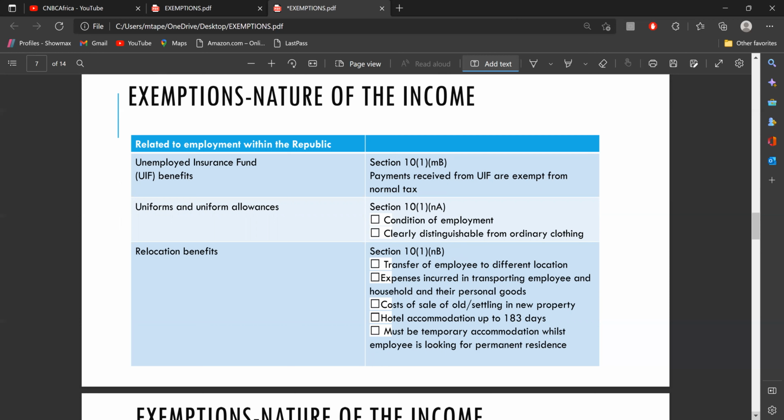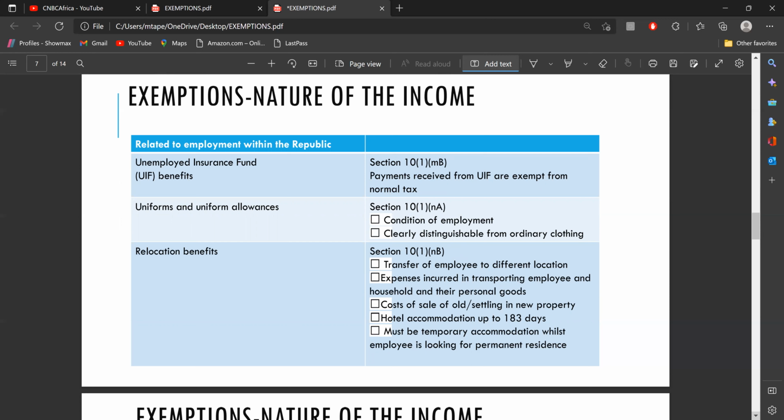Then there's uniforms and uniform allowances in terms of Section 10(1)(na). And this uniform must be a condition of employment. It must be clearly distinguishable from ordinary clothing, and therefore it would qualify for an exemption in terms of Section 10(1)(na). So you have to read your question very carefully.